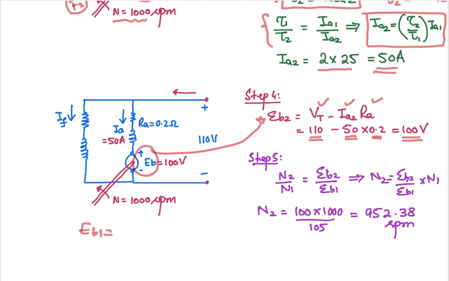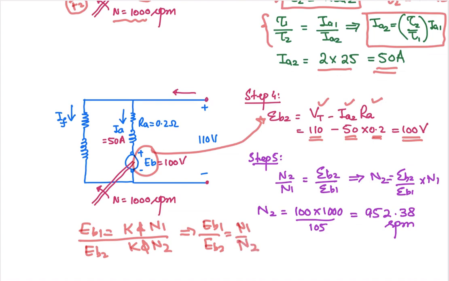Okay, now using the comparison that we have done in the previous tutorials as well, EB1 will be equal to K times flux into N1, divided by EB2, which is equal to K flux into N2. The flux is the same, so that will be cancelled out. So from here we can say that EB1 over EB2 is equal to N1 over N2. Now you can work out the new speed N2, because we know both back EMFs and the initial speed. N2 is given by EB2 by EB1 into N1.